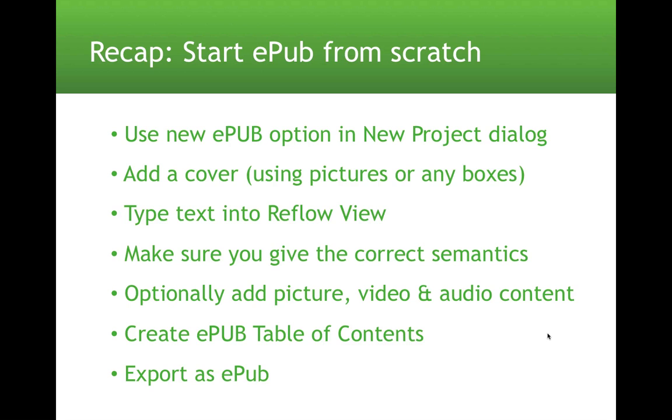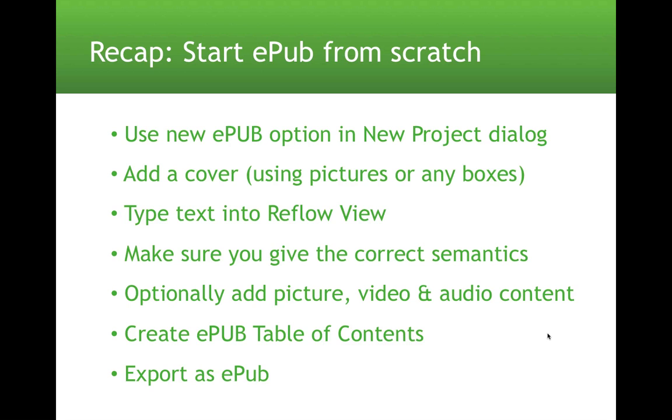Just a quick recap. So what have we seen? When you start an ePub from scratch, you can use the new ePub option and new project dialog, which you should only use if you don't want to make a print book out of the same content. If you do, I'm going to show you in a minute how you can do that. Then you add a cover by just adding a picture or anything that you've already composed, maybe in Photoshop, and load that in there. Or of course, you can use any of the QuarkXPress design and layout tools to design your cover page and then export that.